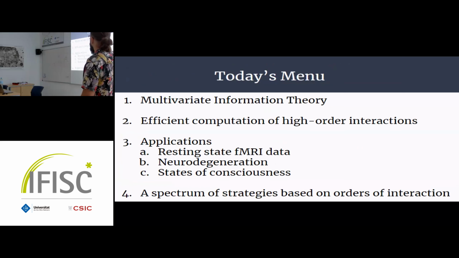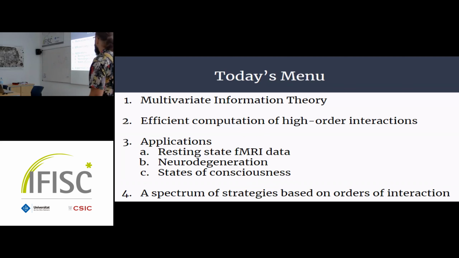So first I will introduce a little bit of multivariate information theory. These are the tools that I will be using. Then the methods that we are using for computing these metrics, in a Python toolbox that we implemented that is quite efficient for this kind of metrics. And then applications to resting state fMRI data. So resting state is just asking people to go into the resonator and do nothing. Quite difficult to do just nothing. And then the applications on neurodegeneration and states of consciousness.